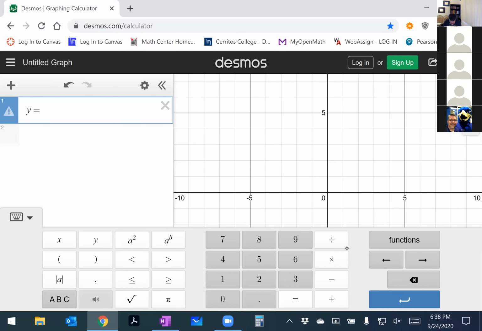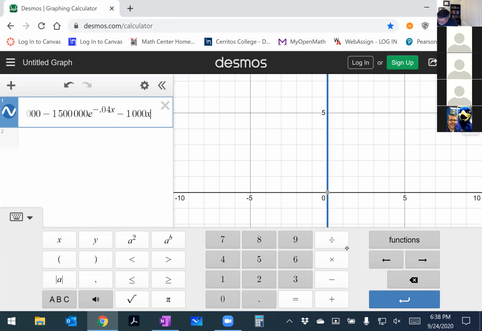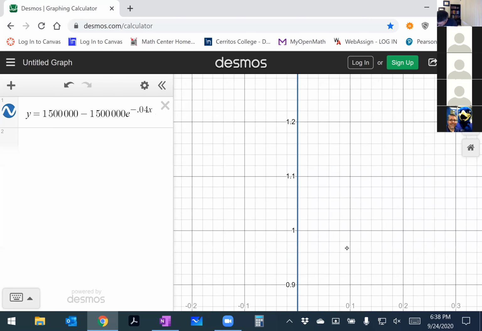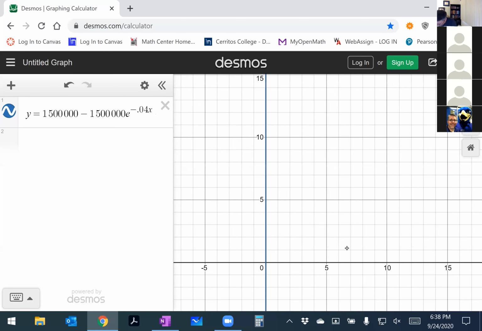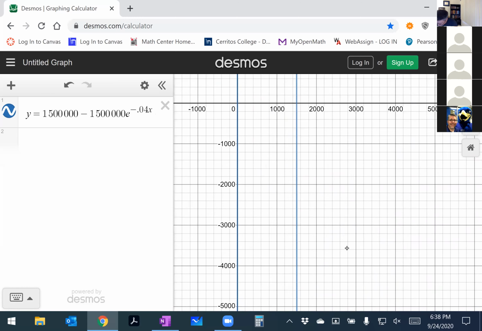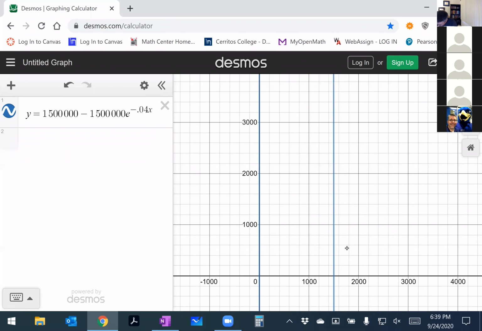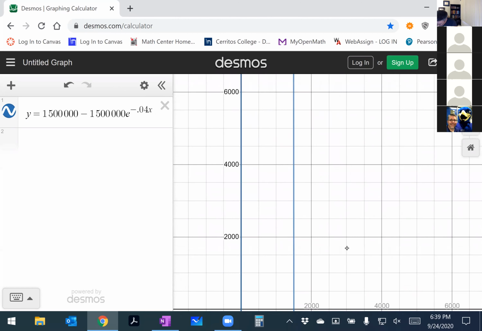Okay, I want y equals 1,500,000 minus 1,500,000 e raised to the negative 0.04 x minus 1,000 x. Okay, there we go. Perfect. So now let's see what's happening with this thing. It's going up pretty steep. So let's zoom out and see what's happening. There it is. So yeah, 3,000, 4,000, 5,000.